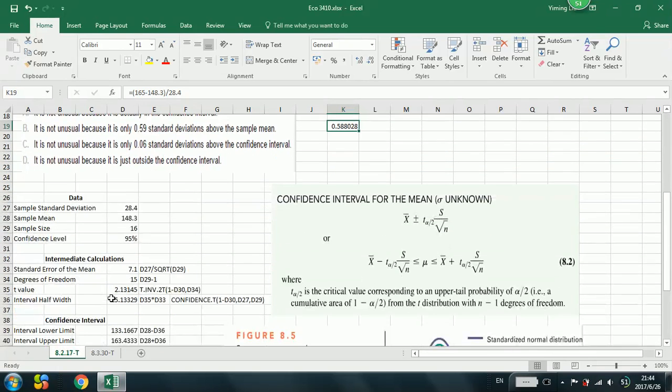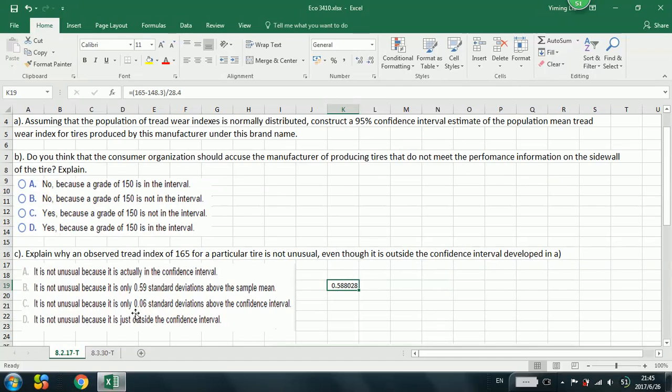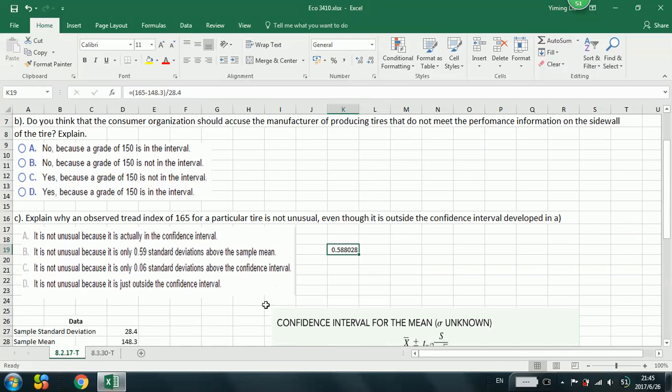The interpretation of the confidence interval is that if we used all the samples, 95% of the intervals developed would include the population mean somewhere within the interval. So we cannot really say that just one index outside the interval is unusual or not. And that is the end of this part.